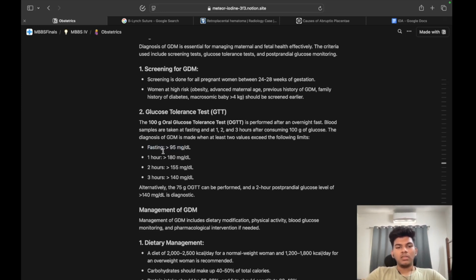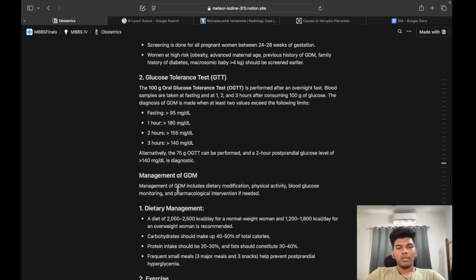So what are the limits? Fasting is greater than 95. First hour after the ingestion is 180 milligram per deciliter. After 2 hours is 155. After 3 hours is greater than 140. 95, 180, 155, 140. It keeps decreasing because it keeps getting unloaded into the tissues. It can't stay there in the blood. We know the mechanism already from biochemistry.